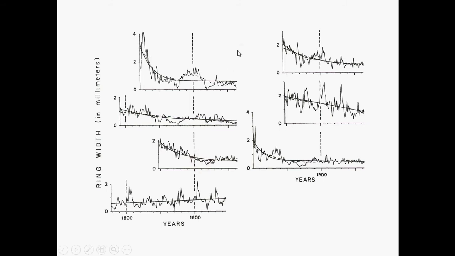We call that detrending. We have to remove this growth trend and other non-climatic things. For instance, in this one we can see that age-related growth trend, which is usually a negative exponential function. Then we see something going on here. This is a growth release. This tree's growth was slowing down, and then maybe a neighboring tree died and this tree was able to grow a little bit more, and then as the canopy filled in, it slowed down again. So there are these weird things that are not related to climate, and we have to remove those trends.